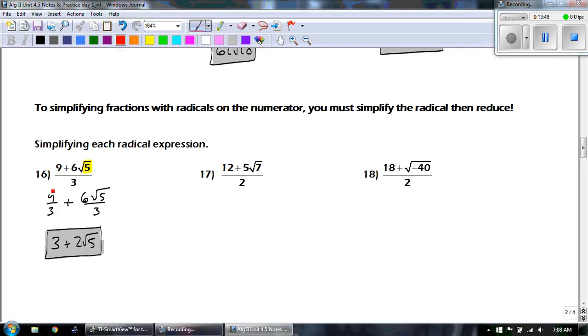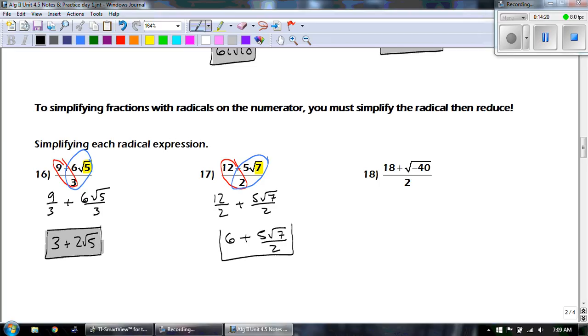Okay? But we took care of each one of these individually. Okay? So always look inside, and if you can't reduce, split it up. 12 divided by 2, and 5 square root 7 divided by 2. 12 divided by 2 is 6, and then I can't do anything with the 5 over 2, so that just stays 5 over 2, square root 7.